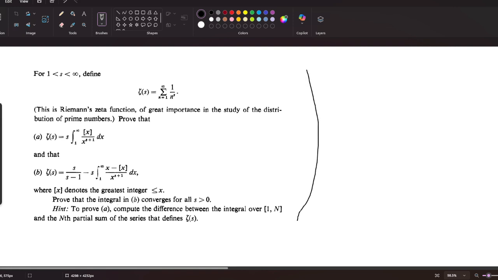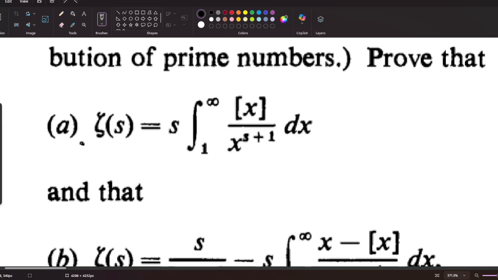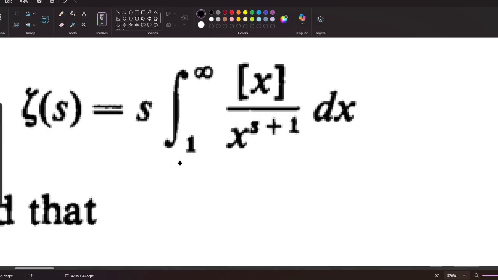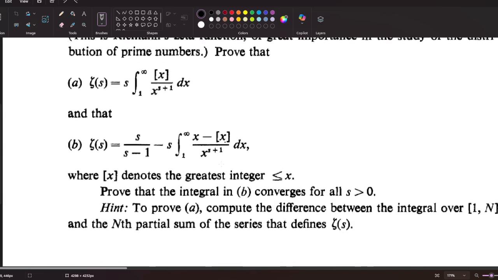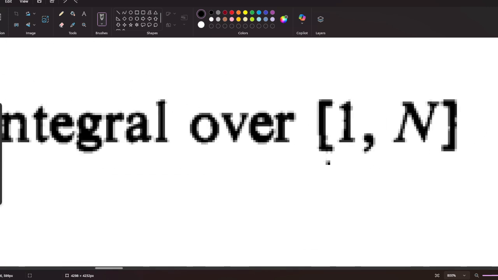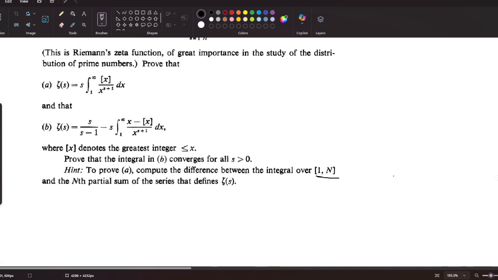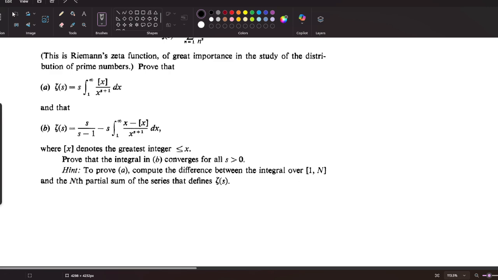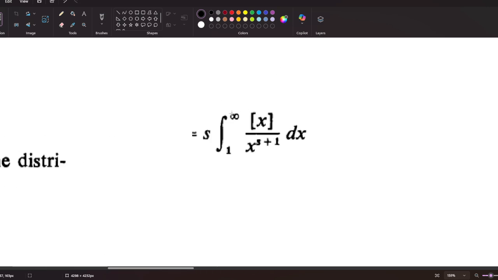If anyone is tired of integral related problems, the next chapter is going to be in like 2 videos or so. So what we have here is we have to show that the Riemann zeta function is going to be equal to this improper integral. And we're given a hint to go ahead and integrate from 1 to n. I mean, it's fairly obvious, but sure. Thanks for the hint anyways, Rudin.